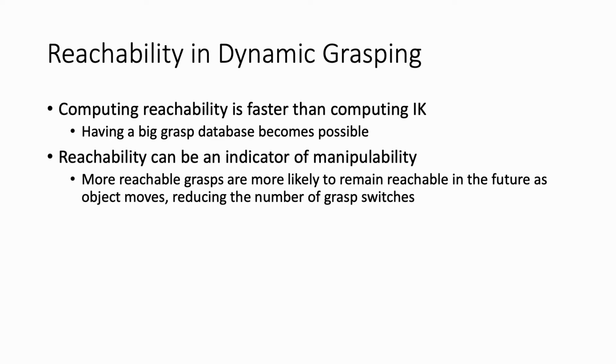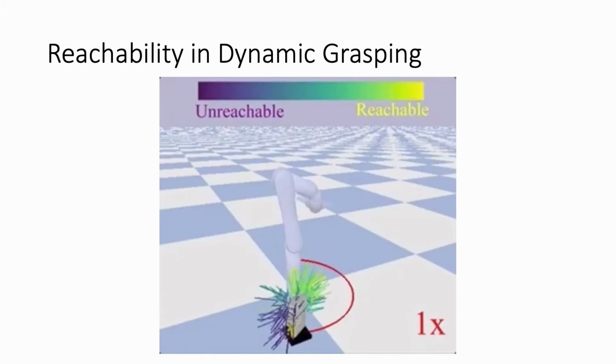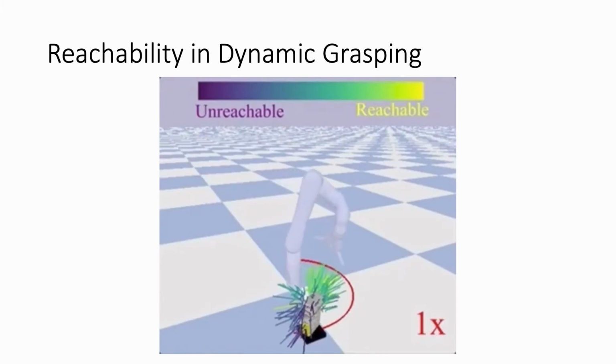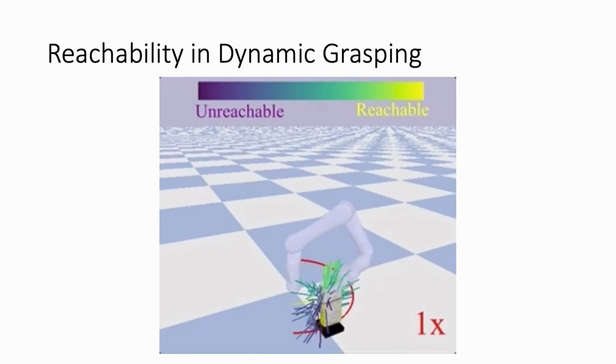Secondly, reachability can be an indicator of manipulability. Intuitively, more reachable grasps are more likely to remain reachable in the future as the object moves, reducing the number of grasp switches. This video visualizes the reachability value of all the grasps in the grasp database as the sugar box moves. As we can see, those grasps that are more likely to be reachable have higher reachability values.